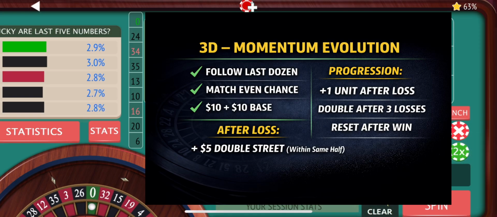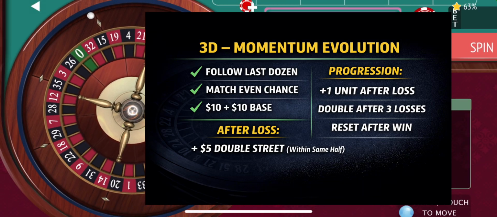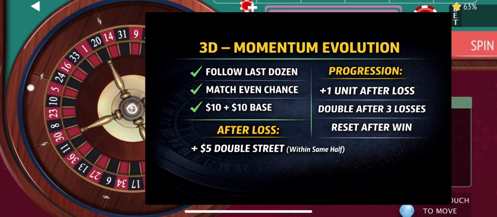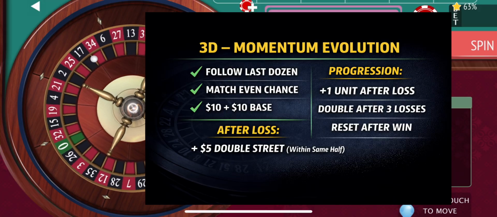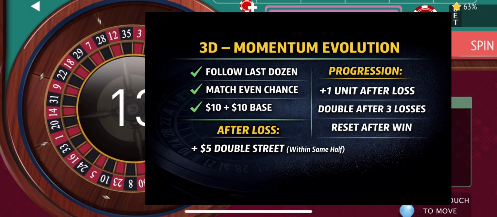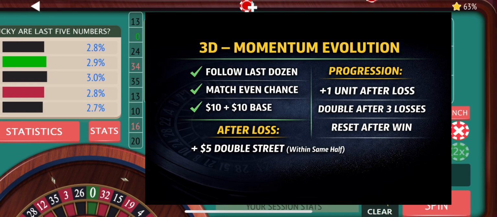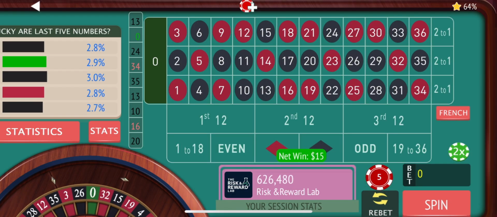Just like the original version, you start off betting $10 on the even chance bet, whether it's 1 to 18 or 19 to 36, and with the corresponding dozen. In the original version, you don't ever switch to the second dozen bet, but in this one you do. That's one of the changes of this strategy.